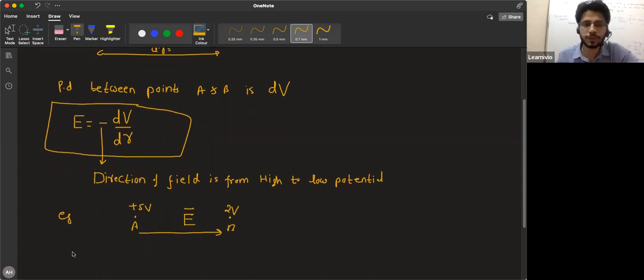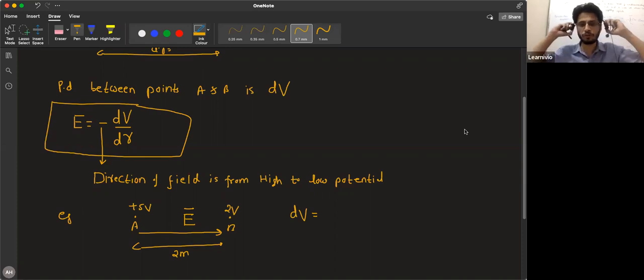See how we use this expression. If I give you this separation, I say that this separation is 2 centimeter. Then between A and B, how much is the potential difference between A and B? Arpit, what is the potential difference between A and B? Noha, what's the value of potential difference between A and B? Alia?